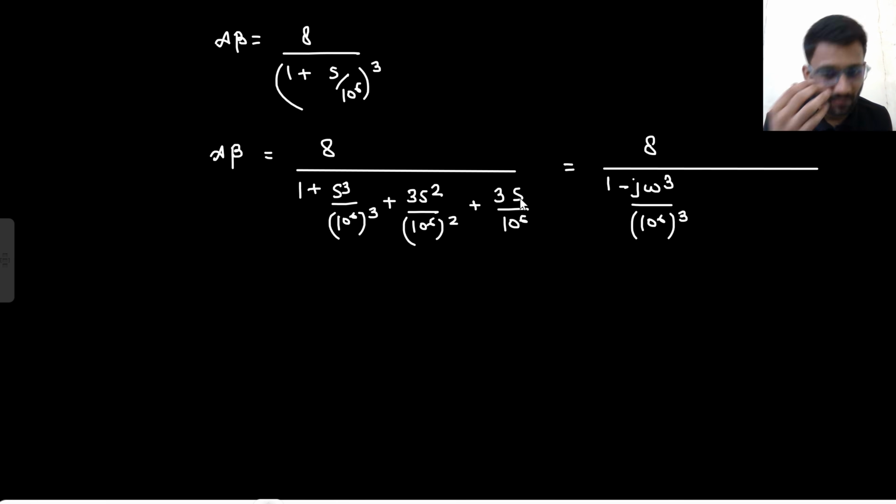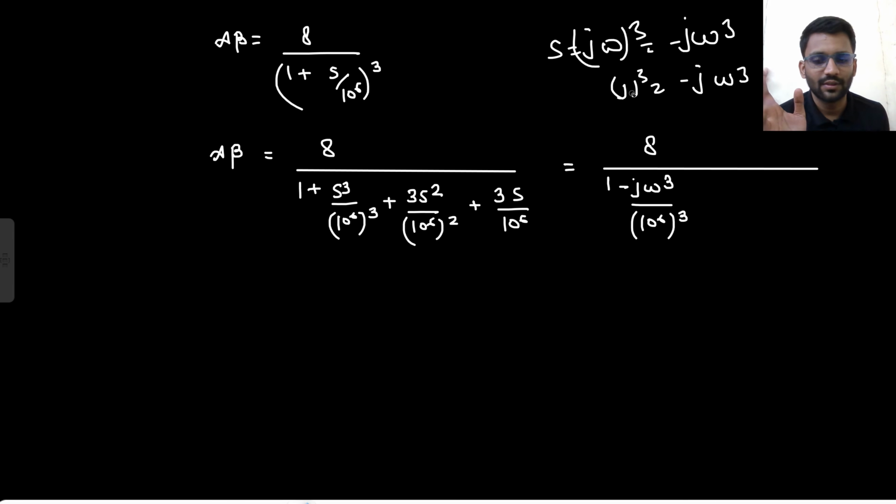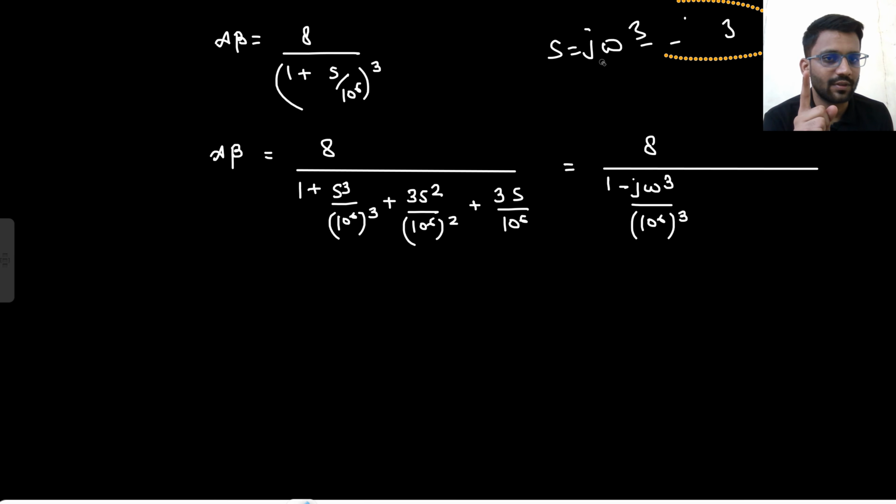A beta you can write or whatever. Then I am replacing S with j omega. So what will be your j omega cube? That would be minus j omega cube, because j cube is minus j and omega cube will be omega cube. So j omega whole cube will be minus j omega cube, right?